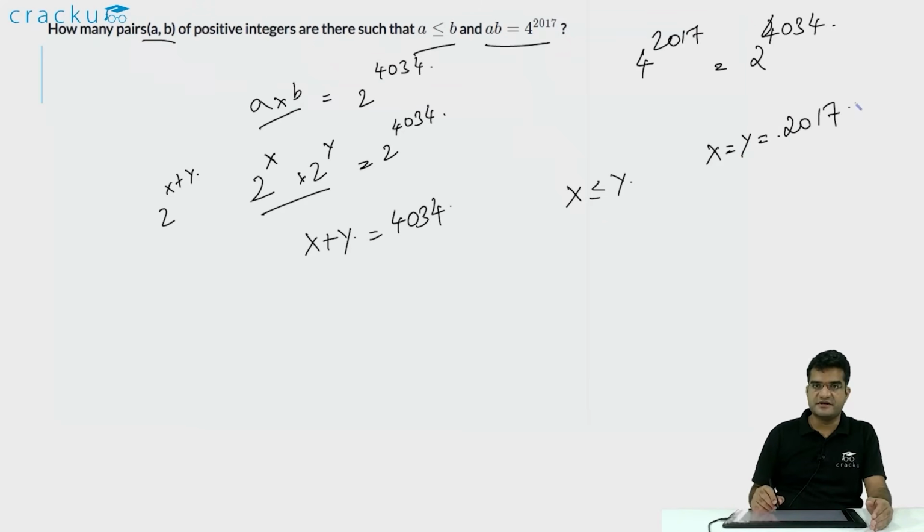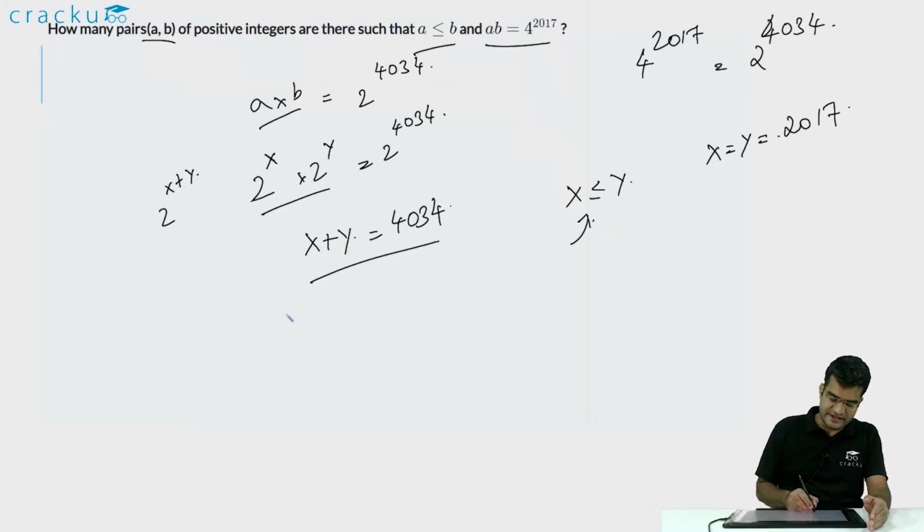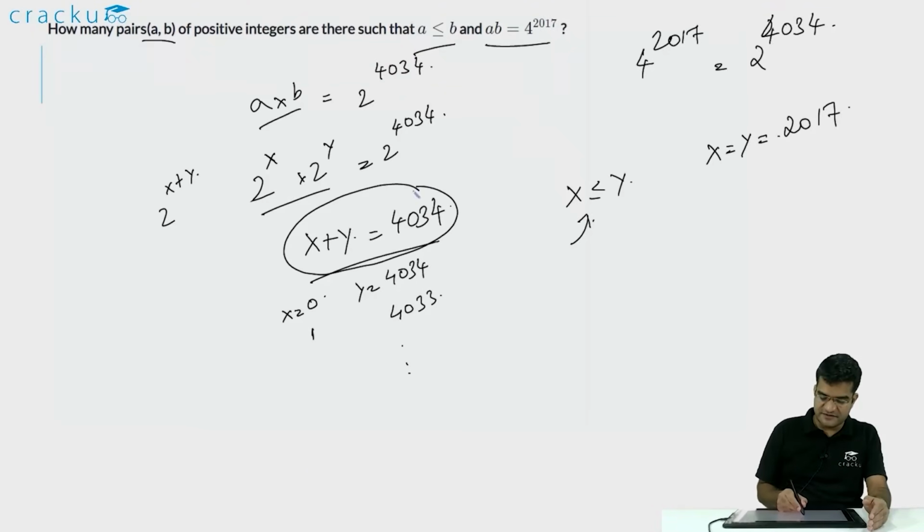This is one solution. And what is the total number of solutions for x plus y is equal to 4034, where we are disregarding the condition that x has to be less than or equal to y? That is, if x is equal to 0, then y is equal to 4034. If x is equal to 1, y will be equal to 4033, and so on. So the total number of solutions for this is equal to 4035.